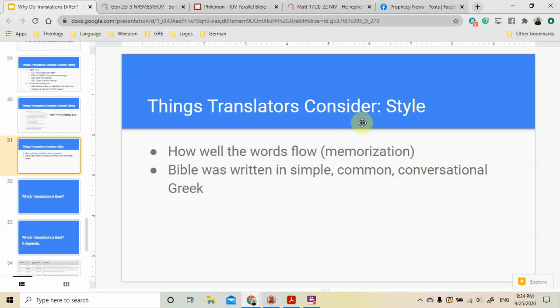And lastly, style. The NASB is more wooden, and it's not really meant to be read aloud. It's meant to just track word for word with the translation, where the King James and the ESV really tried hard to make their text readable out loud.